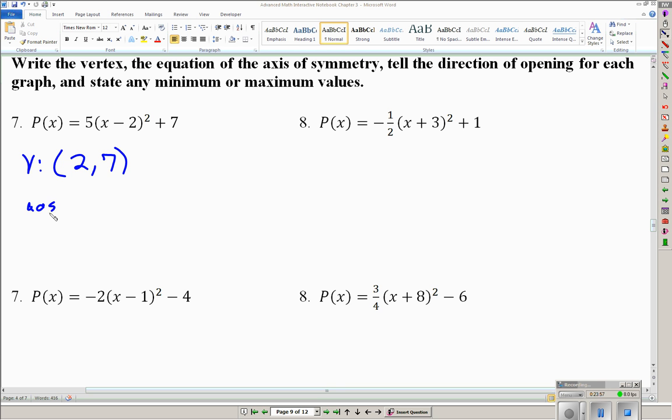Axis of symmetry, we'll call it AOS. X equals h, so x equals 2. It's always x equals that number because these are vertical parabolas. The direction of opening, we'll call that a DOO. Since a is positive, it opens up. And when it opens up, we have a minimum value at k. The minimum is 7. And there is no maximum. So if we have a maximum, that will be none.